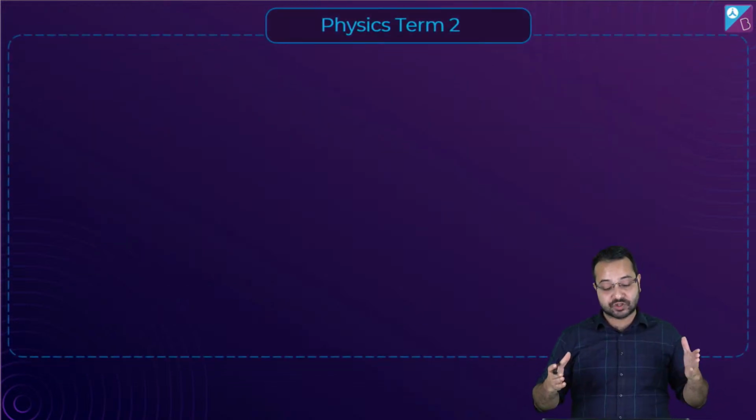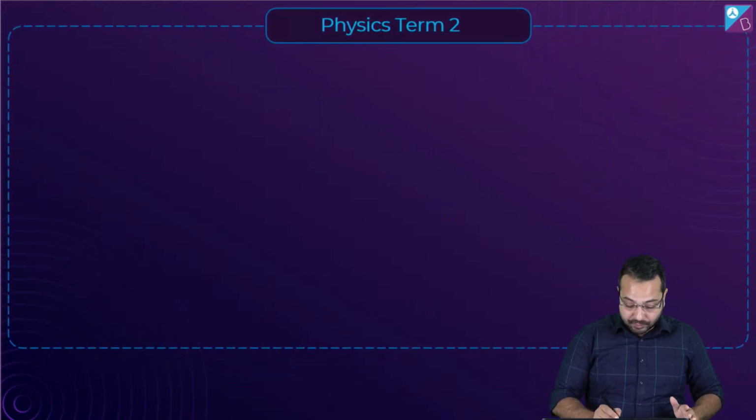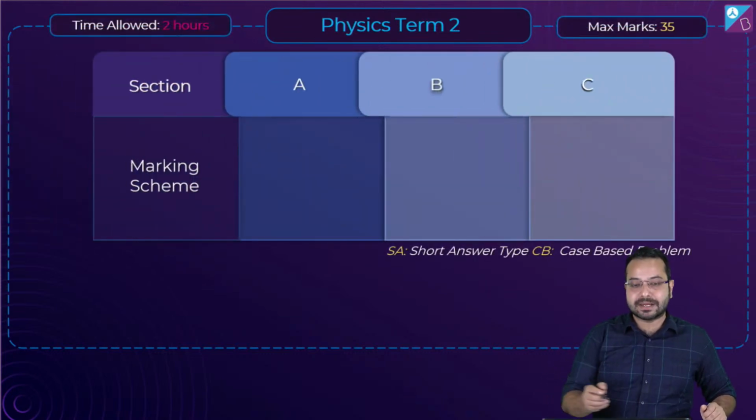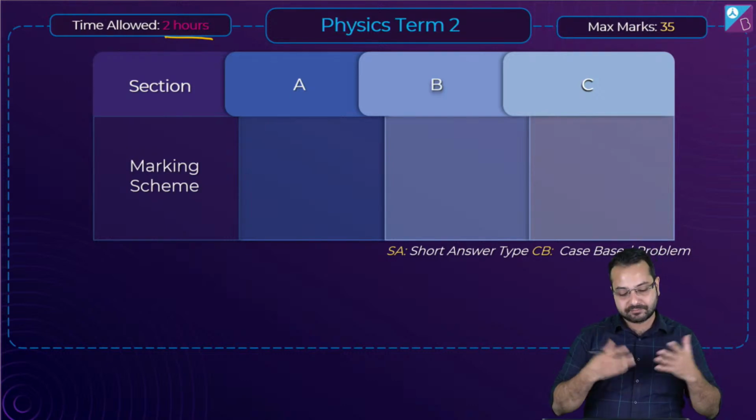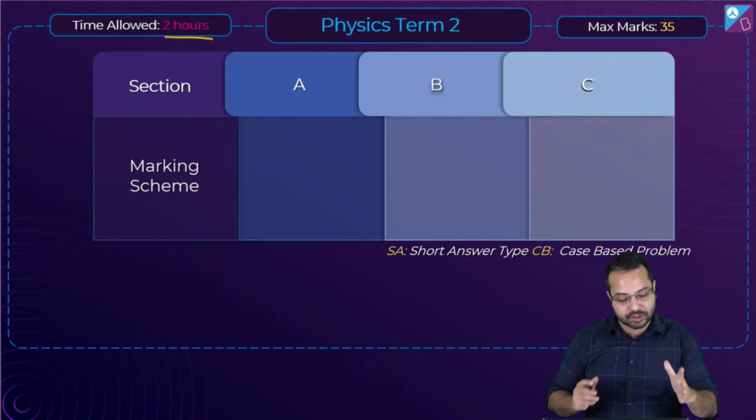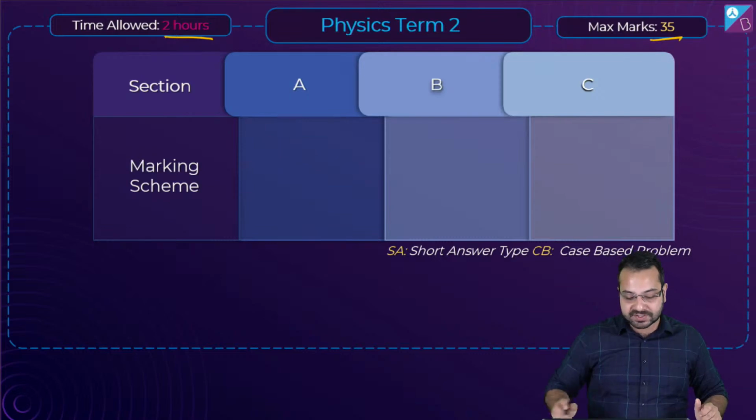But what is the pattern for term 2, which is the important thing. For term 2, the time allowed is 2 hours, half hour more than the term 1 paper. The maximum marks is 35.